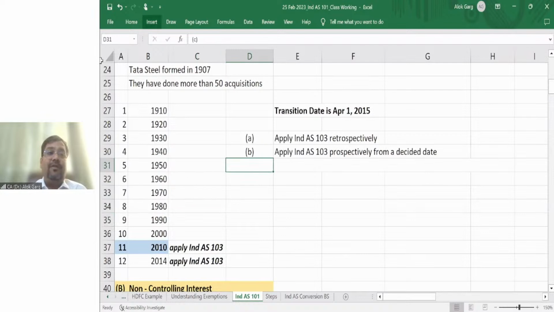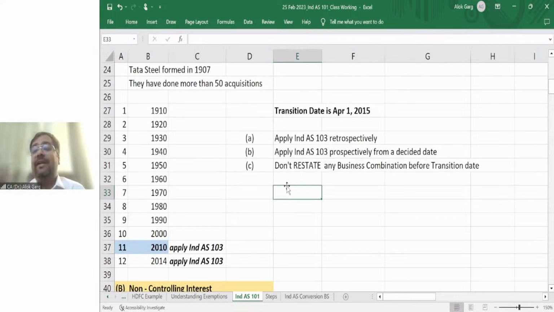Third option, a very, very easy option. Don't restate any business combination before the transition date. Whatever numbers are there as per IGAAP, just take that number as the opening number, right? Means Tata Steel, till 31st March 2015, whatever acquisitions were done, has not restated any business combination before the transition date. And let me tell you, 95% of the companies in India have not restated their business combinations.